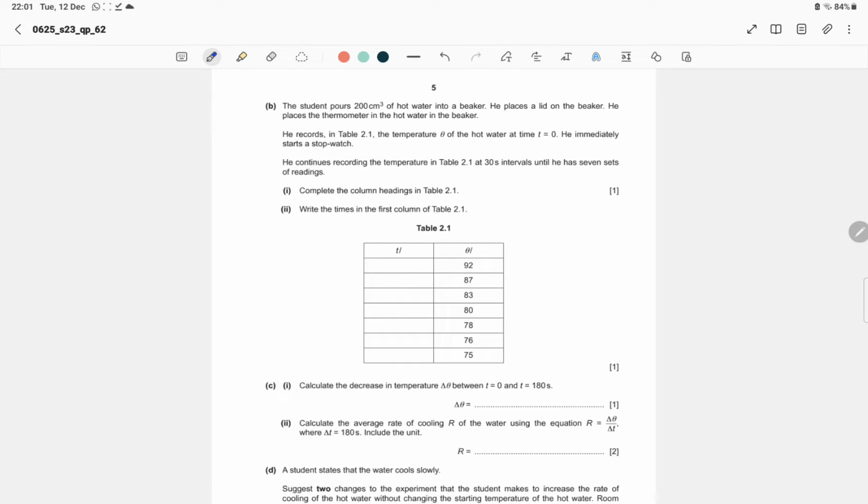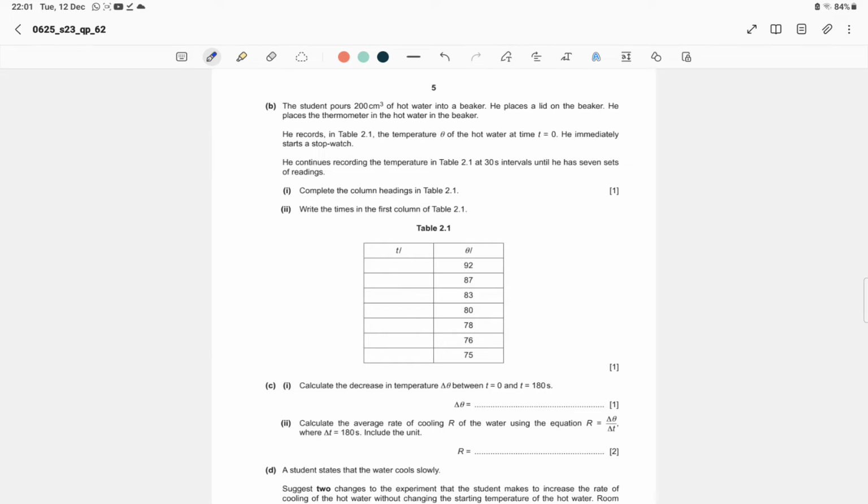Okay, next question is, the student pours 200 centimeter cube of hot water into the beaker. He places the lid on the beaker. He places the thermometer in the hot water in the beaker. He records in the table 2.1 the temperature theta of the hot water at time equals to 0. He immediately starts a stopwatch. He continues recording the temperature in table 2.1 at 30 seconds interval until he has 7 sets of reading.